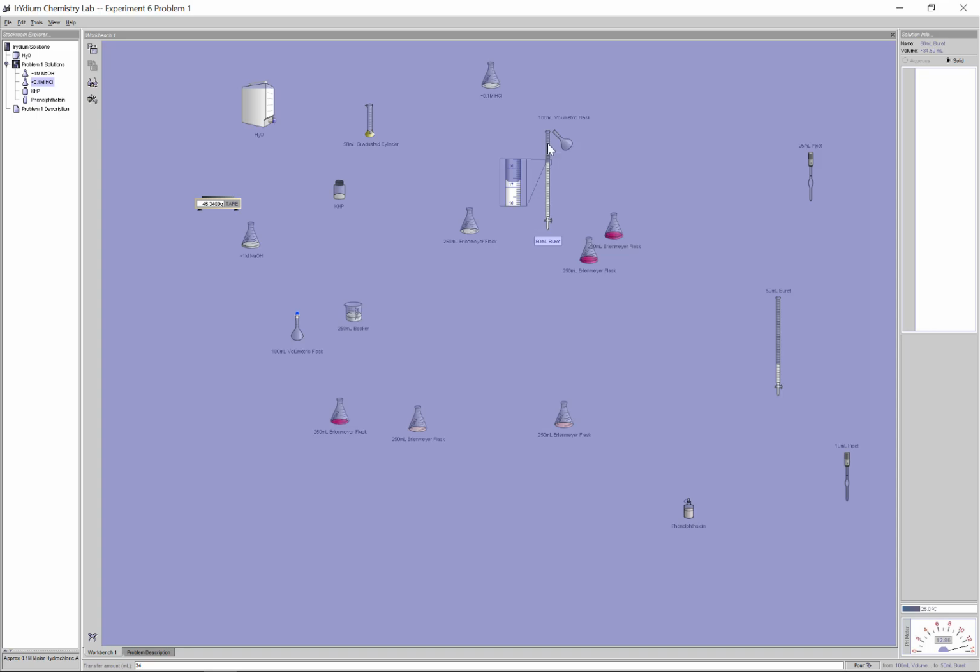Just top up the burette here. I actually don't have that much solution left over, but hopefully there's enough there. So I have 17 in there. It's at the 17 mark. So I'm going to get ready to drop it into this last flask here.